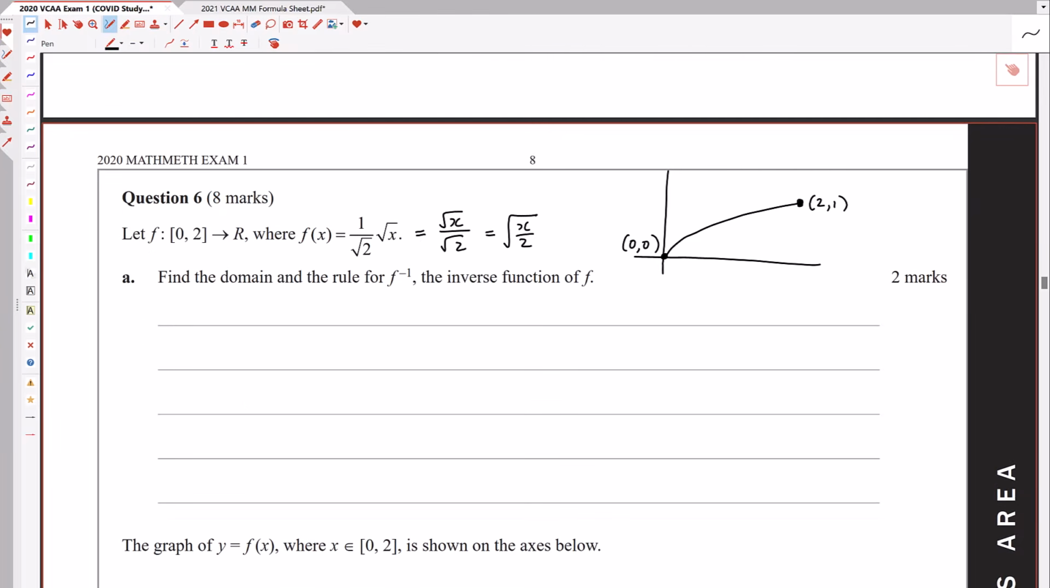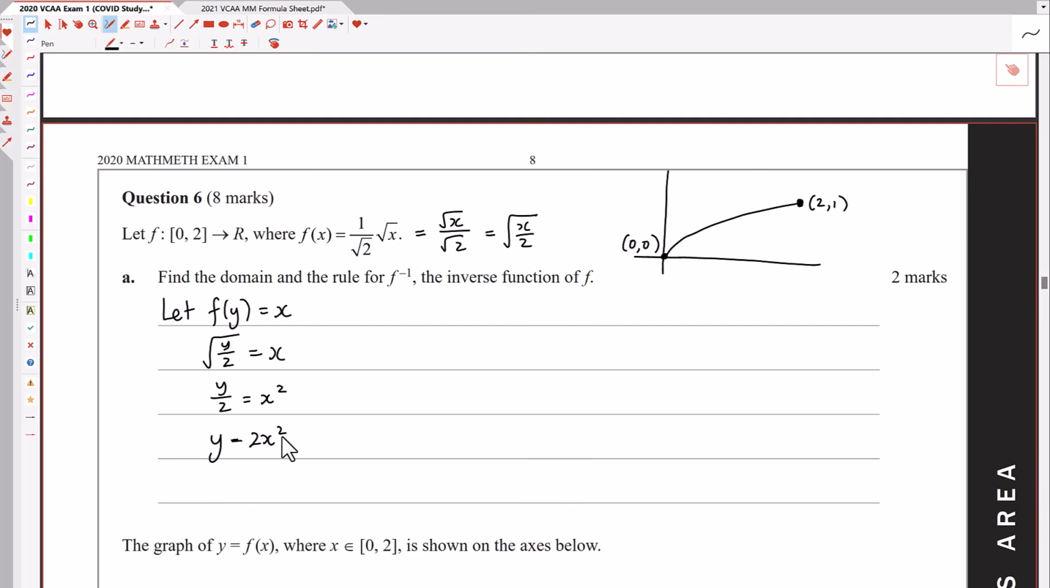So to find our inverse function, we need to first of all introduce y into the problem and then swap x and y. And we can do that all in the one step by letting f of y equal x. And so f of y is the square root of y on 2 if we use my simplified version. And then we can square both sides, so y on 2 equals x squared. And then we can multiply both sides by 2.